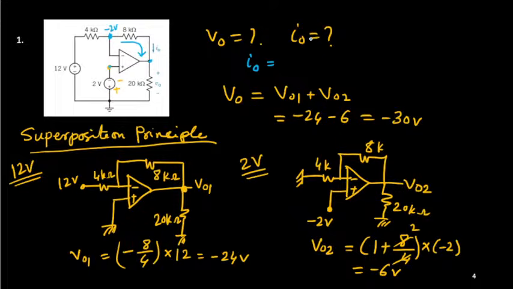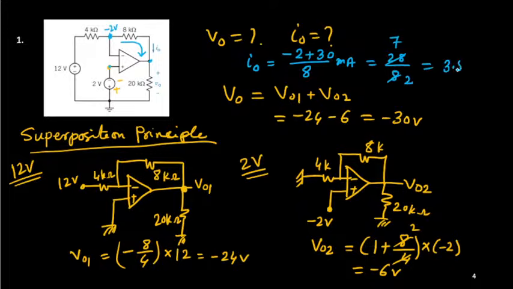Yes, is it coming 3.5 milliampere? Is it minus 2 plus, this one is minus 30, so it is plus 30, it is by 8, that is milliampere. Am I correct? It is 28 by 8. So this is your 7 and it is 2. So it is your 3.5 exactly milliampere.